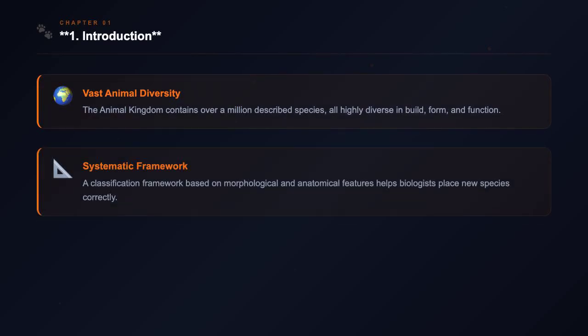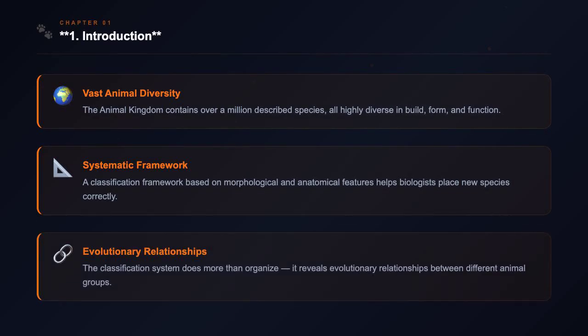The animal kingdom has over 1 million described species. These organisms are very diverse in their build, form, and function. A systematic framework helps us understand how animals are classified. This framework is based on basic morphological and anatomical characteristics.